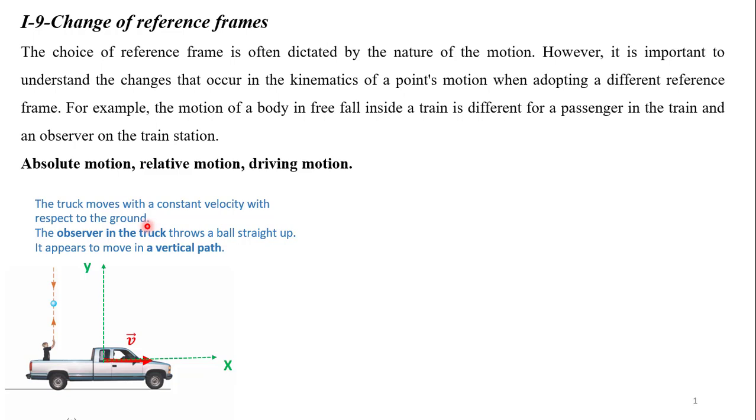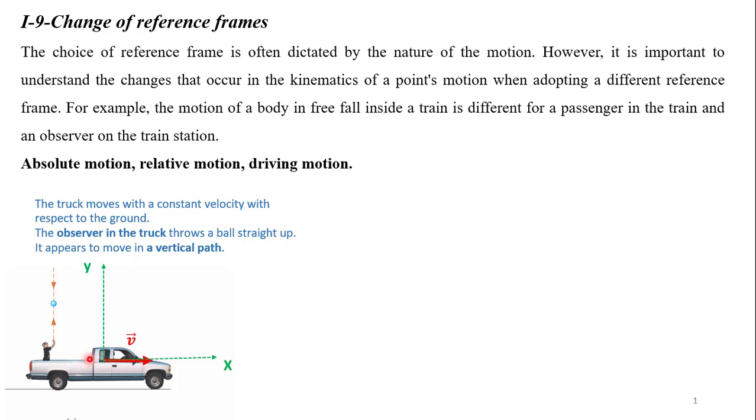We will now introduce the notion of absolute motion, relative motion, and driving motion. So we will introduce what happens in the case of a change of reference frame. Let's take an example.